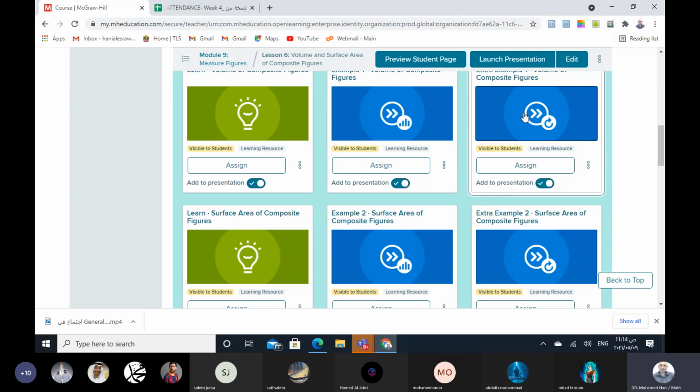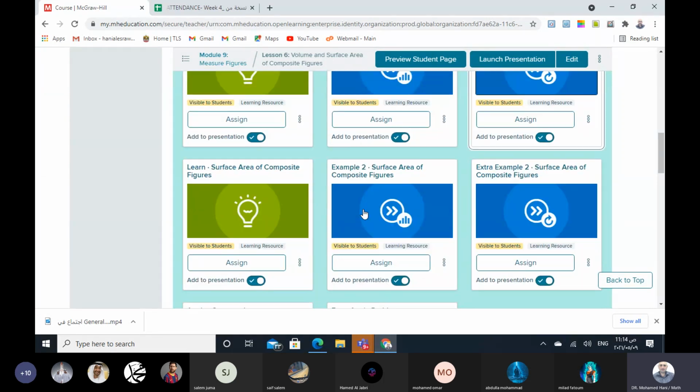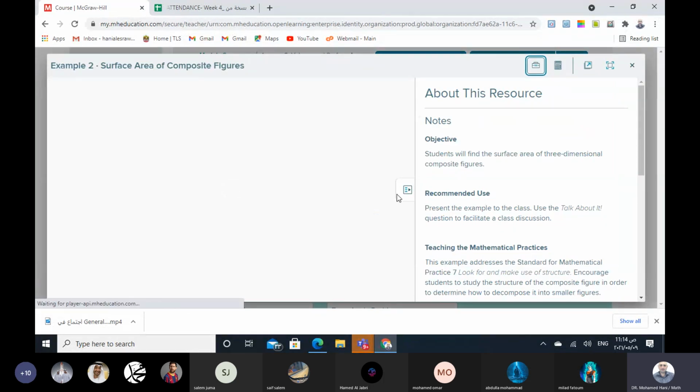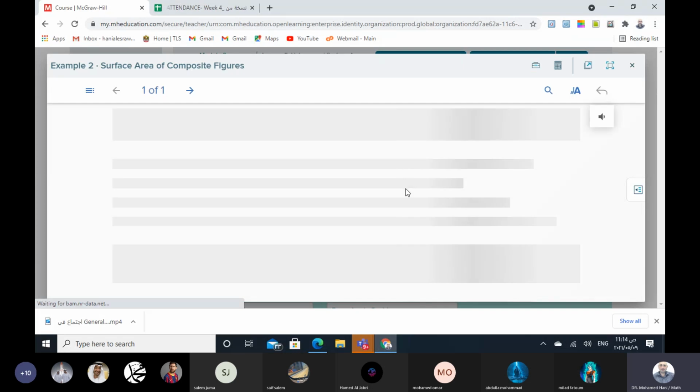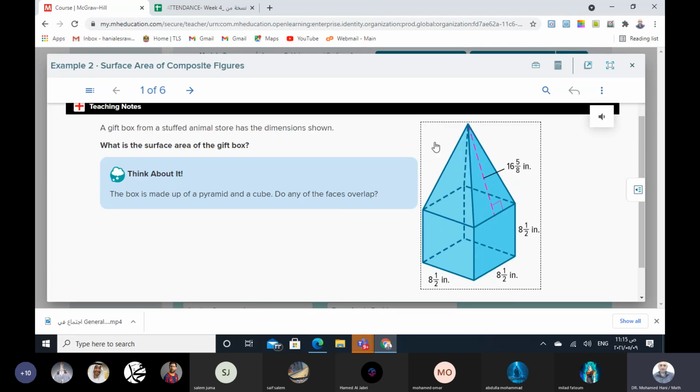The second example, we have the second idea, surface area of composite figure. What is the surface area of the gift box here? As you see here, we have this composite figure. This composite figure includes, down, we have a cube, and up we have a pyramid. How to find the surface area for the whole composite figure?